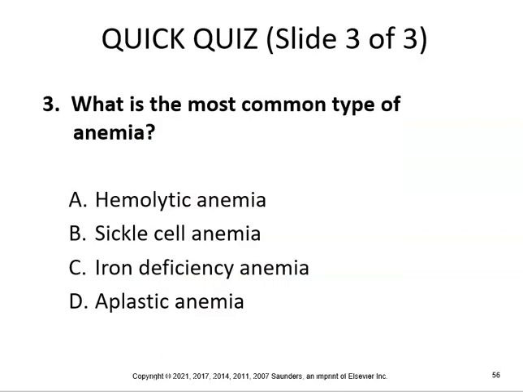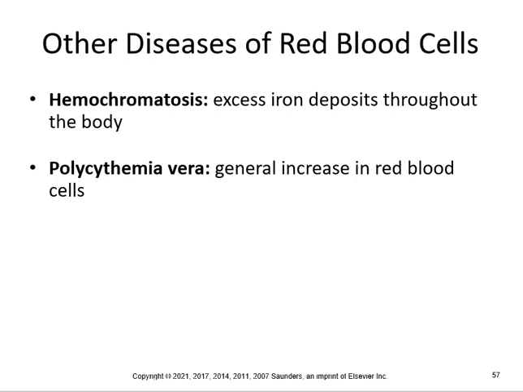Quick quiz, what's the most common type of anemia? That would be iron deficiency anemia. That's the one that you're going to see mostly in the clinic. Hemochromatosis is excess iron deposits throughout the body. Polycythemia vera, general increase in red blood cells.